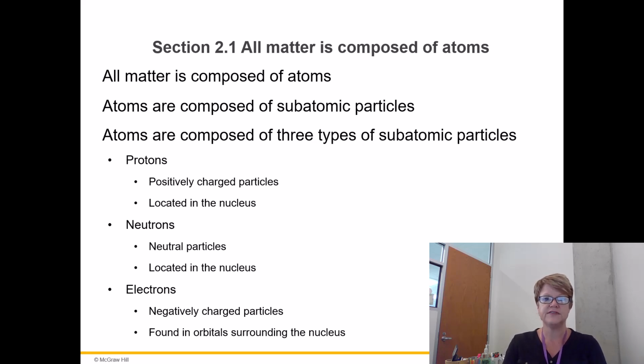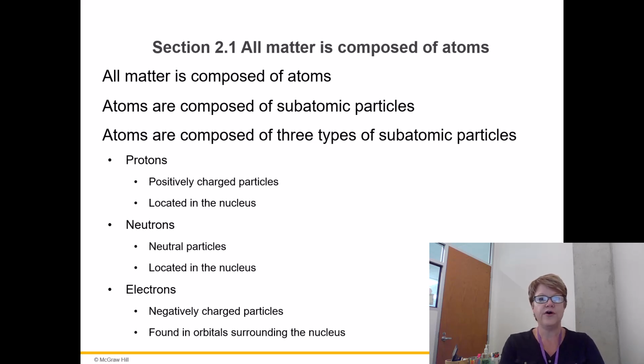Atoms are composed of subatomic particles. Subatomic means smaller than the atom. And the subatomic particles that we're going to discuss are called protons, neutrons, and electrons. It turns out that there are particles even smaller than these, and I am not going to delve into those particles, nor am I really qualified to do so. So that would be a different course. So we're going to look just at protons, neutrons, and electrons.